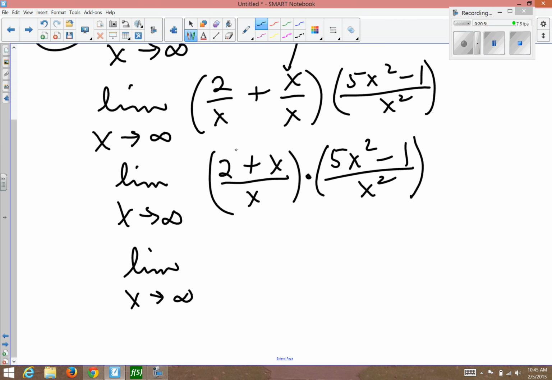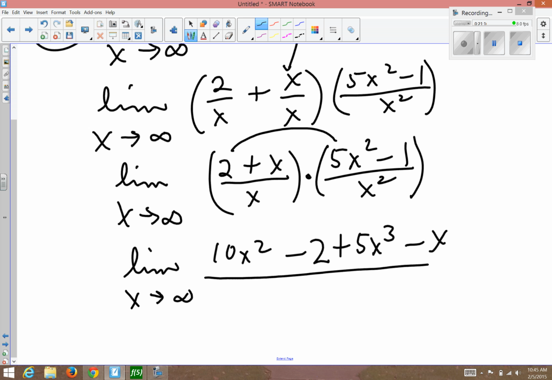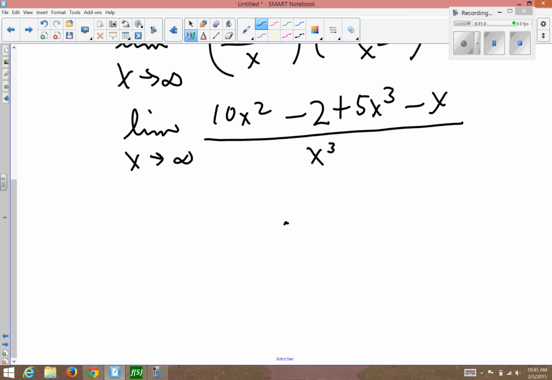We just need FOIL. 2 times 5x squared is 10x squared. 2 times negative 1 is negative 2. X times 5x squared is 5x cubed. And x times negative 1 is negative x. All over x times x squared, which is x cubed. Then, in pre-calculus, we did limits like this. To find the limit of a polynomial over a polynomial, what I mean is just terms with x in them, we divide every term by the highest power of x.